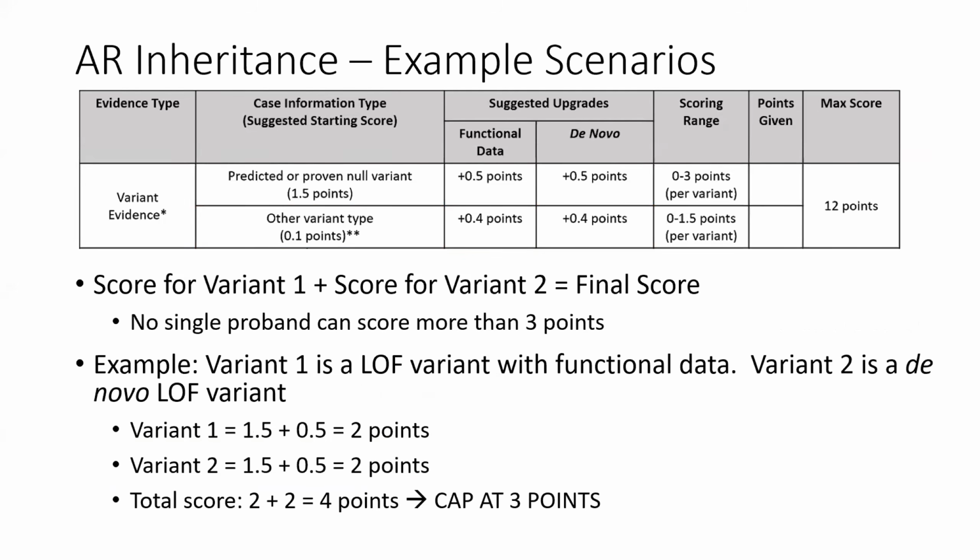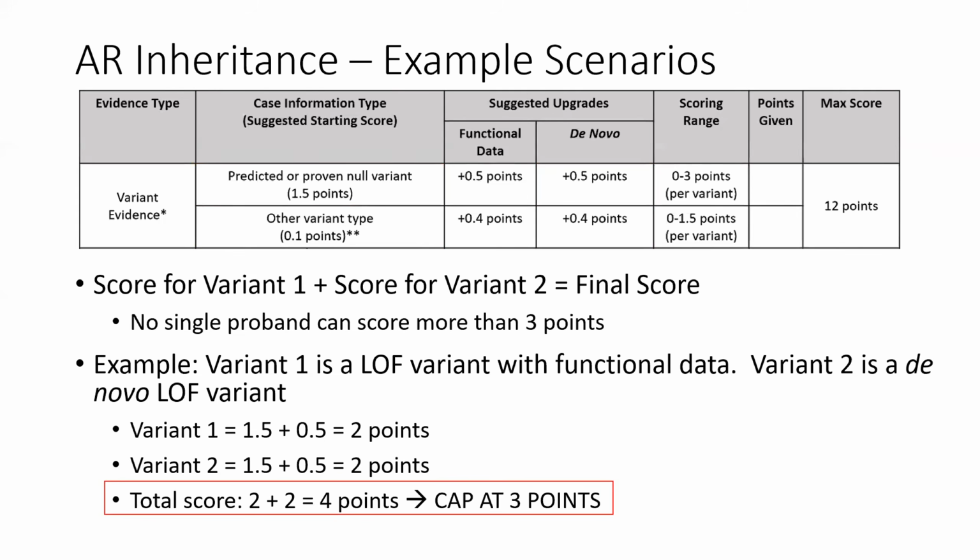And one last scoring example, again, for autosomal recessive. Say variant 1 was a loss of function variant with supportive functional data, and variant 2 is a de novo loss of function variant. Each variant represents a baseline putative loss of function score of 1.5 with at least one common upgrade. So the first one had the functional data, 0.5 points, and the second one had the de novo data, 0.5 points. Given this, we sum the score for the variants observed in trans, and that equals 4 points.